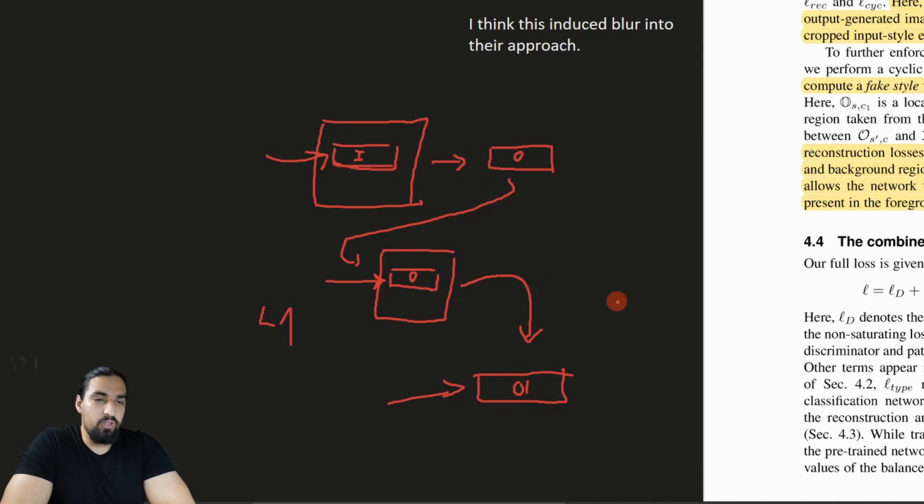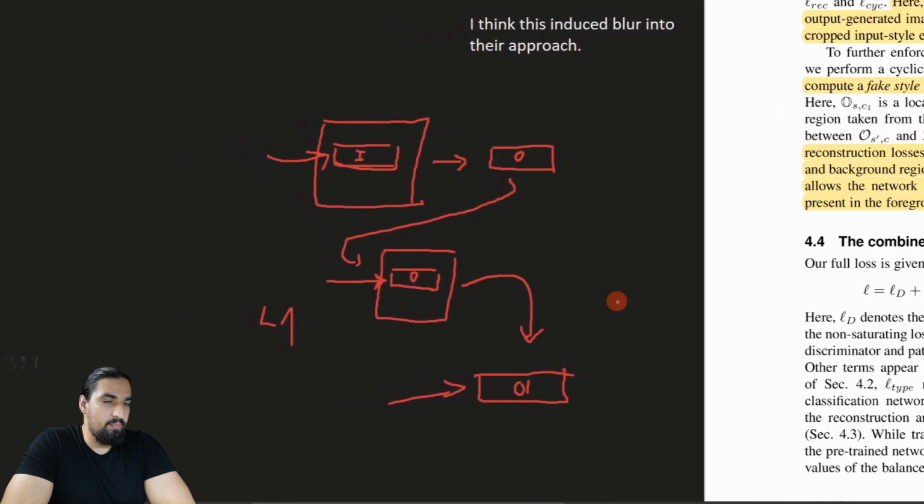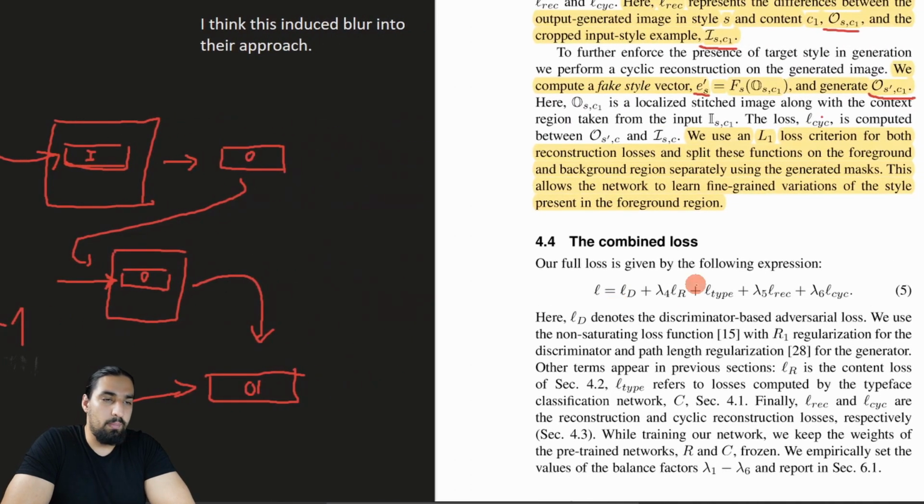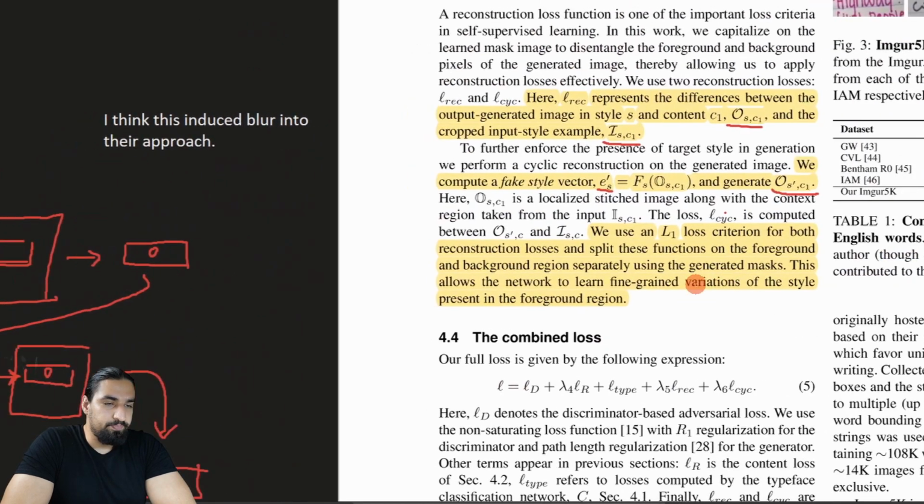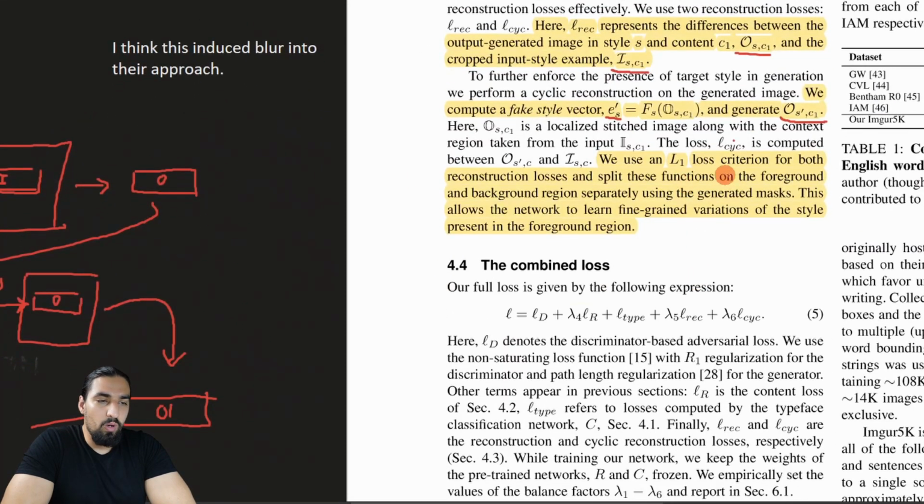That's the reasoning behind it. And yeah, you should go ahead and check out the CycleGAN paper to understand this a bit better. Again, we can use an L1 loss criterion for both reconstruction losses and split these functions on the foreground and background region separately using the generated masks. So this is where the masks come into play. This allows the network to learn fine-grained variations of the style present in the foreground region.